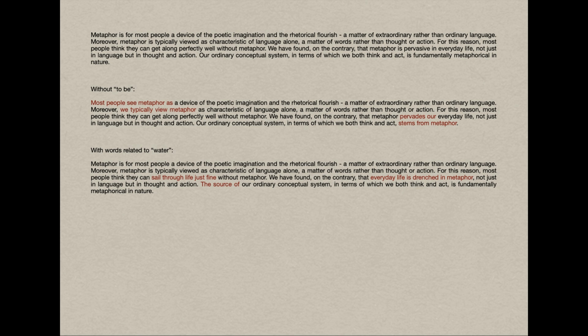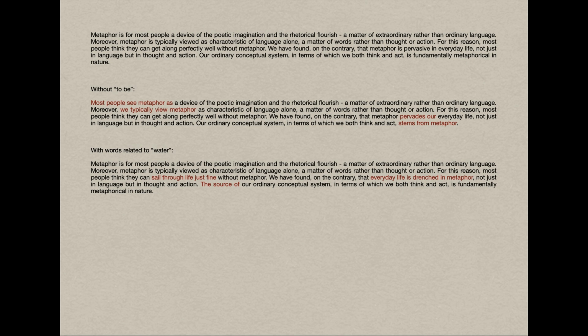That sounds a bit silly, but... or maybe "metaphor irrigates everyday life"? I don't know. I'm honestly not great at this, but you get the idea. "They get by just fine without metaphor." I could say "they sail through life just fine without metaphor," something like that. These are all a bit silly, but you get the idea.